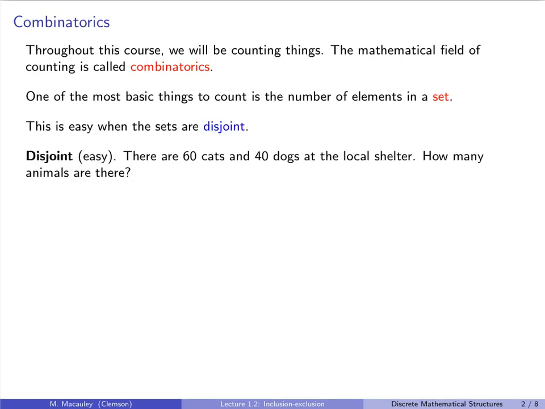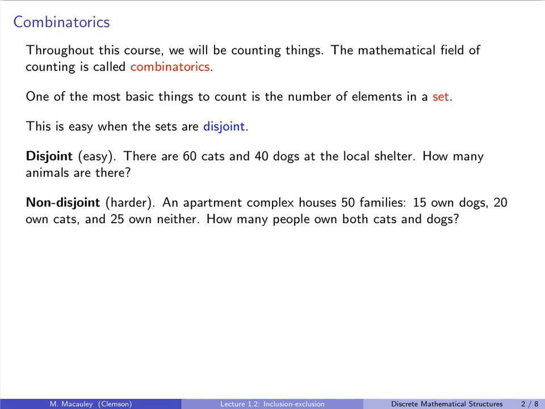For example, consider the following very easy problem. There are 60 cats and 40 dogs at the local shelter. How many animals are there? Well, there's obviously 100, because every animal is either a cat or a dog, so you just add them up. Things become harder when the sets are non-disjoint.